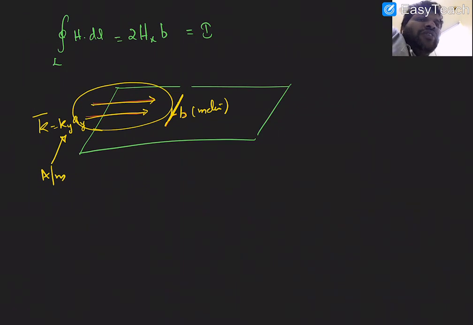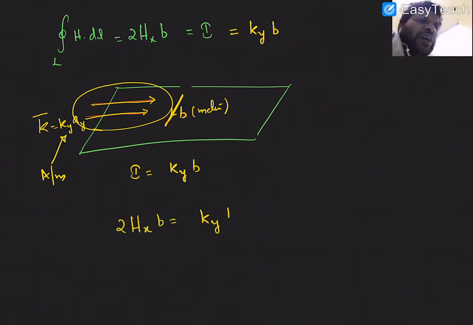So you can see that the total current I will be equal to, what is Ky, so just multiply with the length b. So this will be equal to Ky into b, or I can say that my 2Hx into b is equal to Ky into b. So this will cancel each other, so my Hx is equal to Ky over 2.